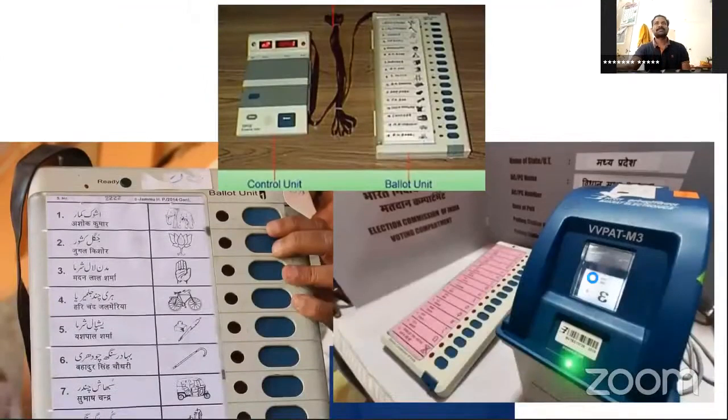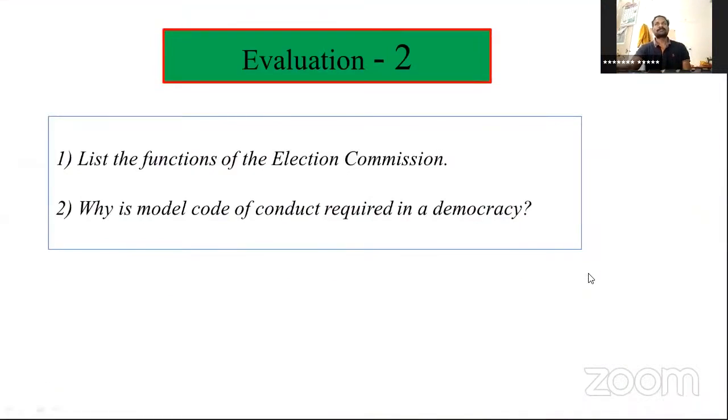This is the process. Okay, evaluation. Students, do you know what you understood about the topic? Also prepare this: list the functions of the election commission. Why is the model code of conduct required in a democracy? These two questions and other key points you should read in your textbook.